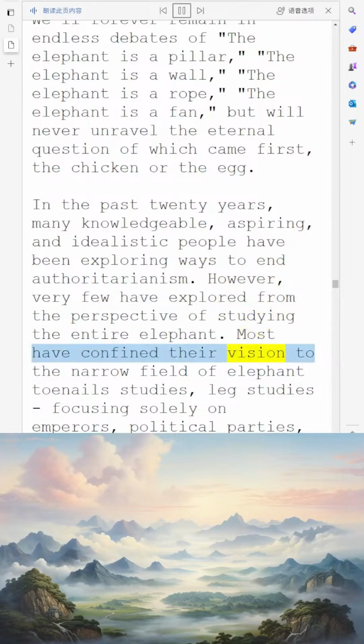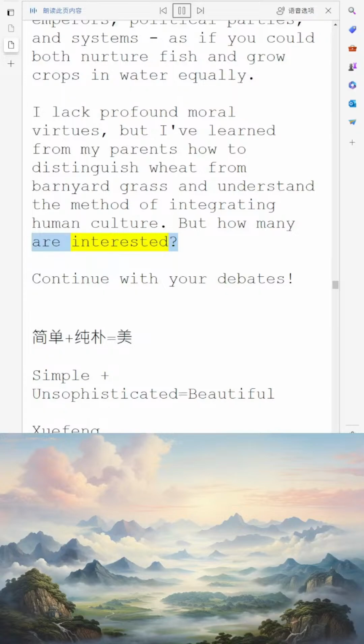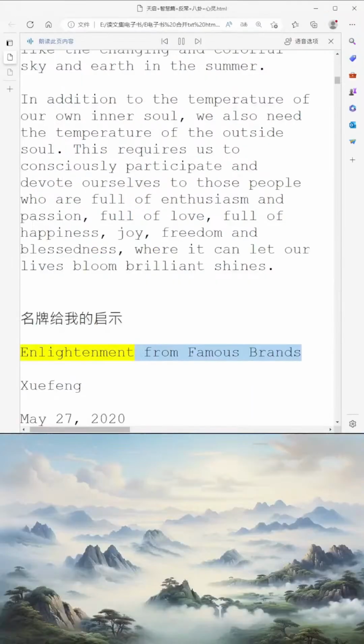Most have confined their vision to the narrow field of elephant toenail studies, leg studies, focusing solely on emperors, political parties, and systems, as if you could both nurture fish and grow crops in water equally. I lack profound moral virtues, but I've learned from my parents how to distinguish wheat from barnyard grass and understand the method of integrating human culture. But how many are interested? Continue with your debates.